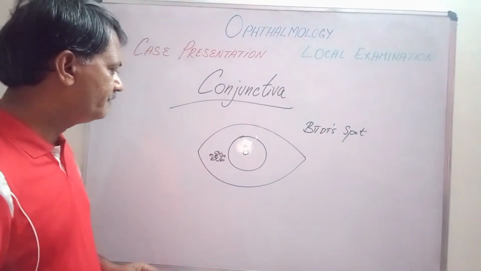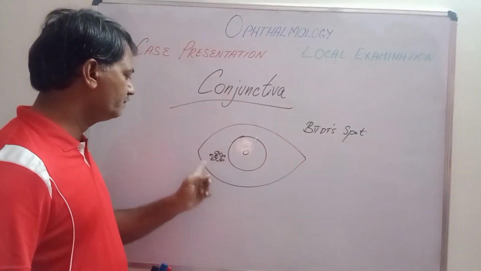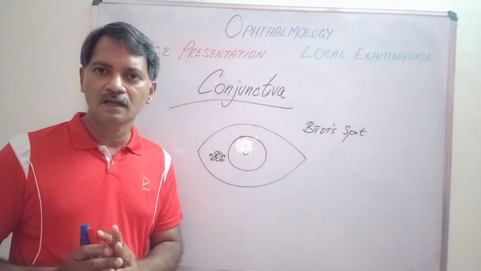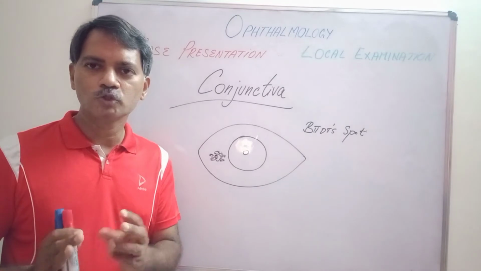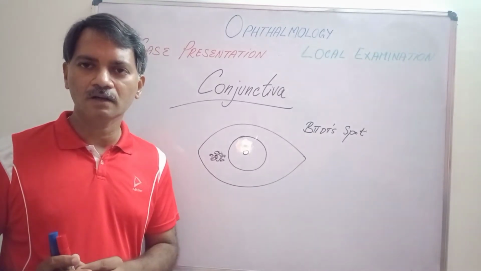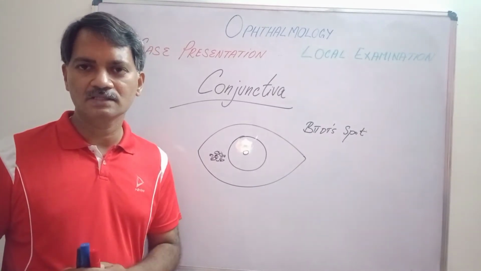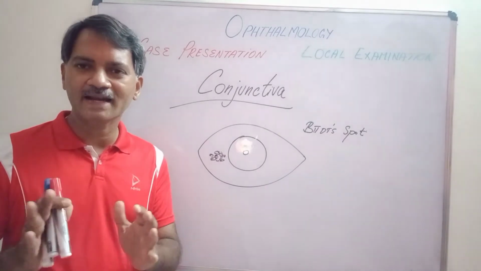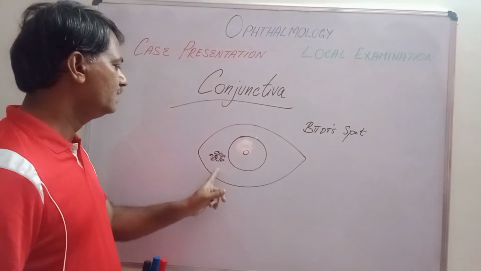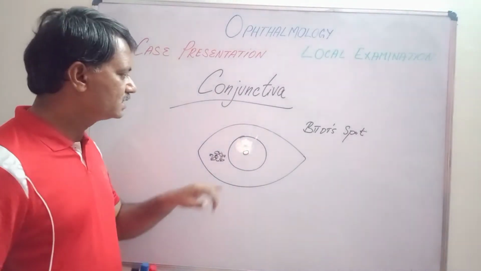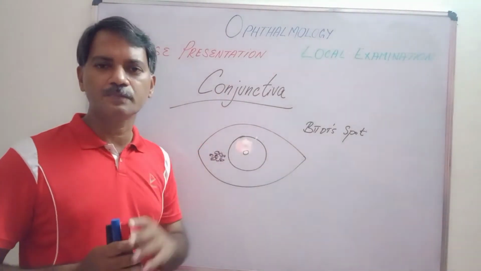In vitamin A deficiency, I have drawn in black color, actually it will be in white color, and it will appear like a soapy foam or cheesy appearance due to collection of keratins and saprophytic bacillus on either side of the cornea. So this is what is called as Bitot spots.